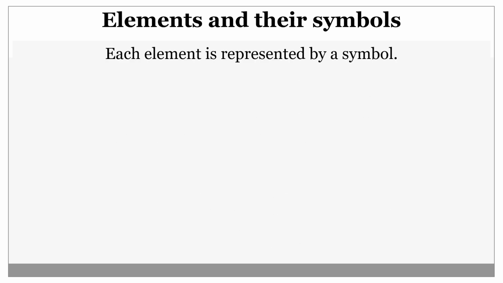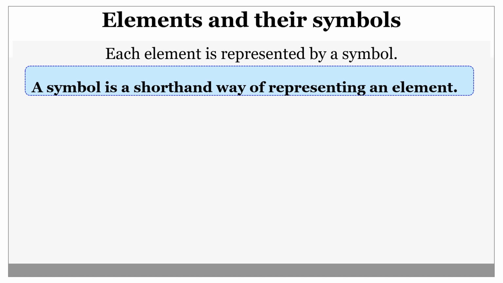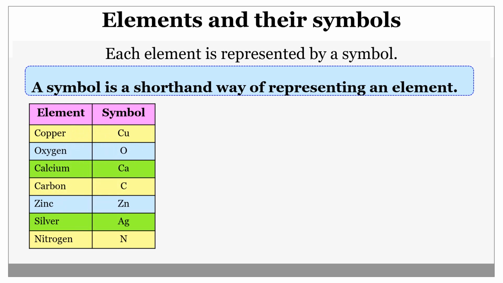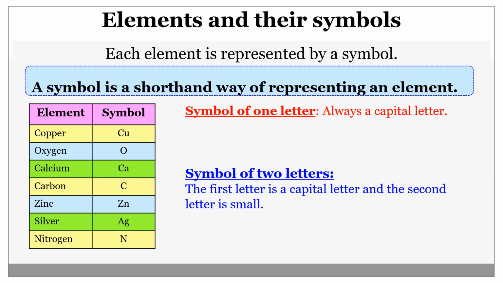Elements and their symbols. Each element is represented by a symbol. In fact, a symbol is defined as a shorthand way of representing an element. Some examples of elements and their symbols are shown on the screen. From these examples, you can see that symbols can be of one letter or of two letters.